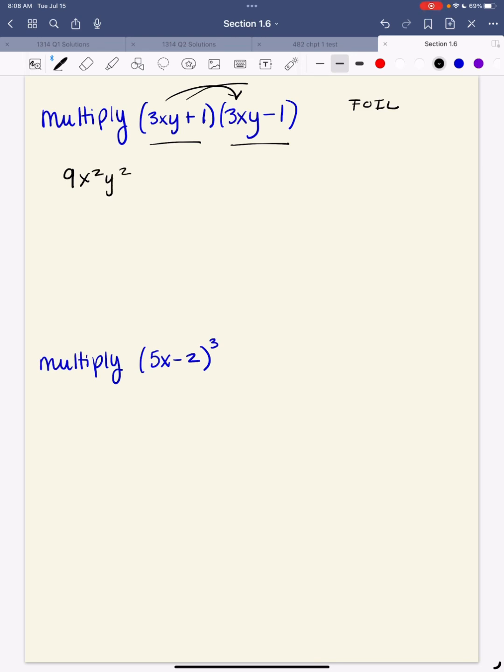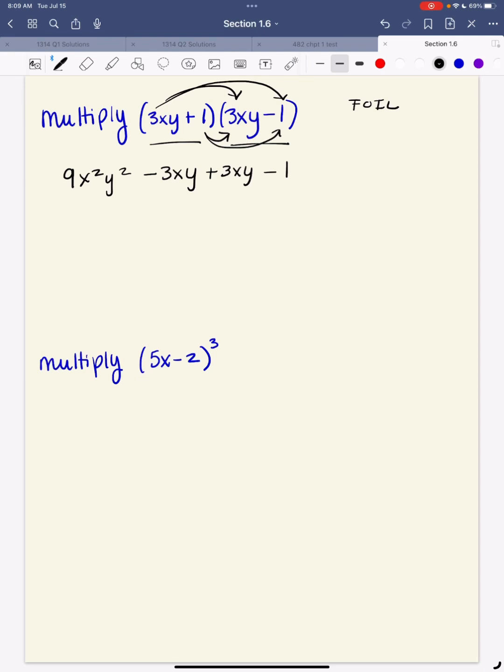Now I'll proceed to my outers. My outers. That's a better arrow, okay? And so this is just going to give me a minus 3xy, because negative 1 times 3xy is minus 3xy. Now I do my inners, which is a positive 3xy. And now the product of my last, which is a minus 1.